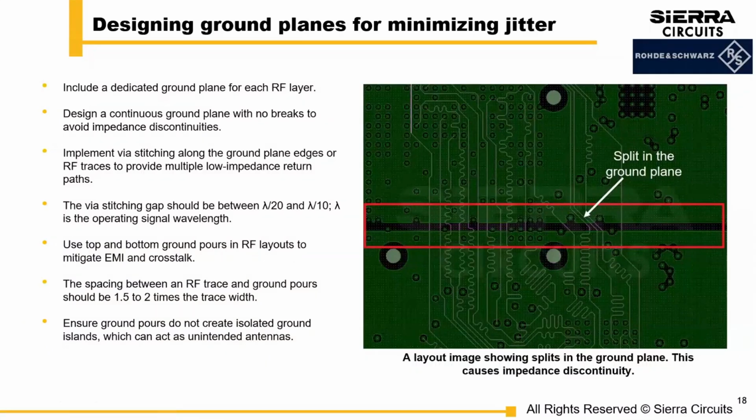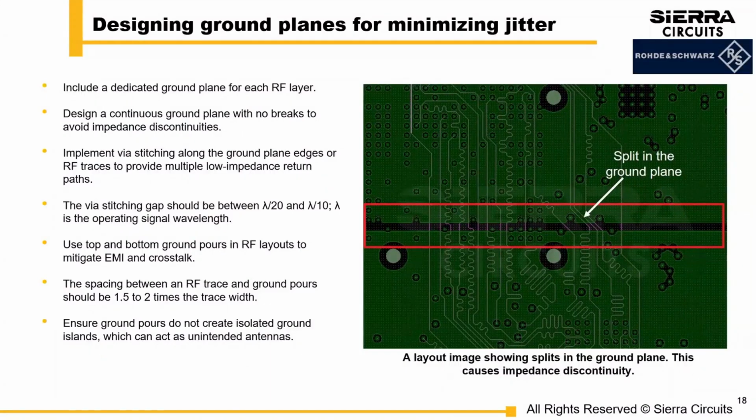Okay, so of course, grounding is super critical. Proper grounding is crucial for maintaining your signal integrity and minimizing interference. So design a continuous ground plane with no breaks. That's the best way to avoid impedance discontinuity. If you do need to have breaks, you can implement stitching vias along the edges of the ground plane or around RF traces. And you can have a via to via gap around lambda by 20 and or lambda by 10 to avoid overlapping and interference.